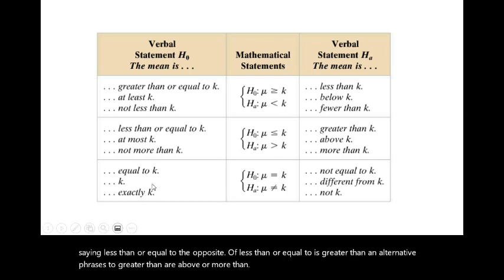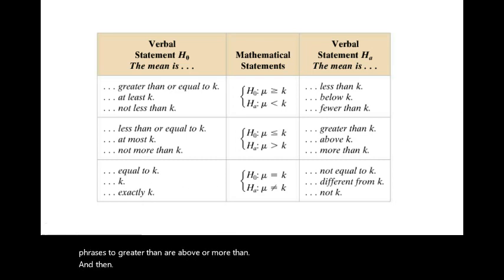And then some phrases that translate to equals are, is. Is a really common phrase for the equal sign, so is K or exactly K. The opposite of equals is not equal, so you can say different than or not would all mean not equal to.